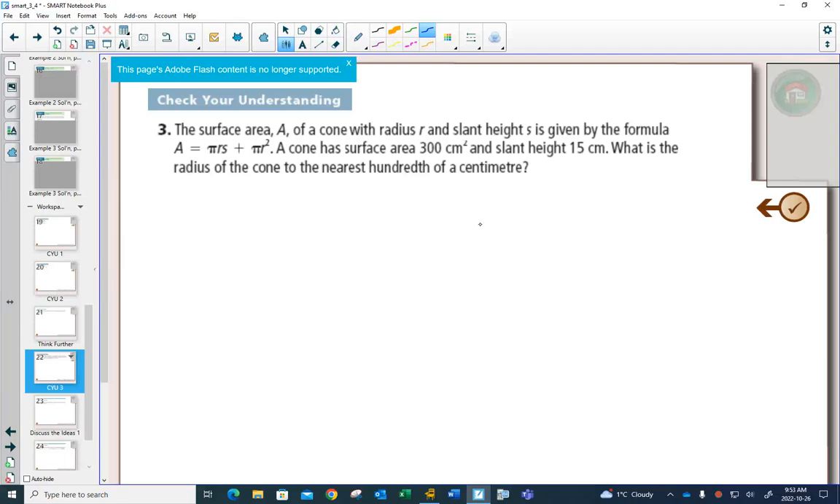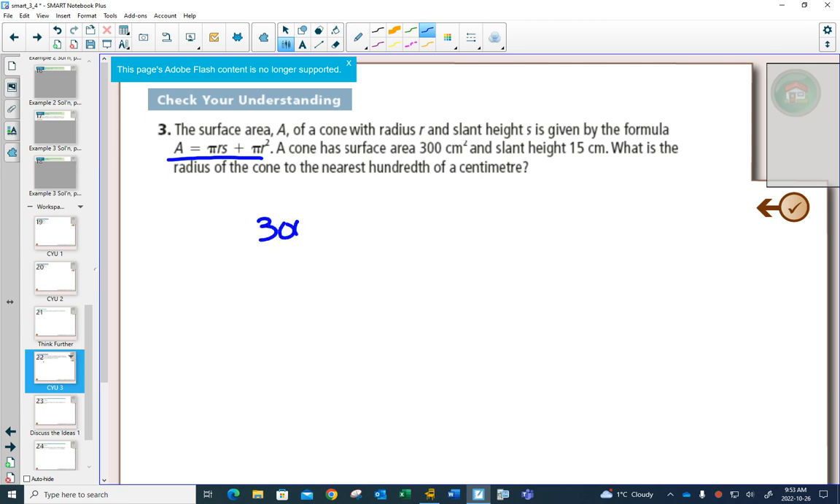So we have this question which comes with a formula. Surface area of a cone with radius r. I don't know if you remember that formula was something that you did in grade 10 pre-calculus. On your formula sheet, figured out all sorts of surface areas. Okay? A cone has a surface area of 300 centimeters squared and a slant height of 15 centimeters. What is the radius? So we want to solve for r, but we're told some stuff.